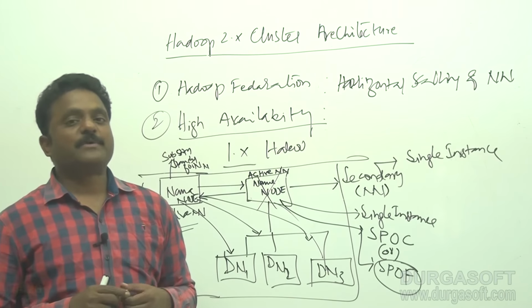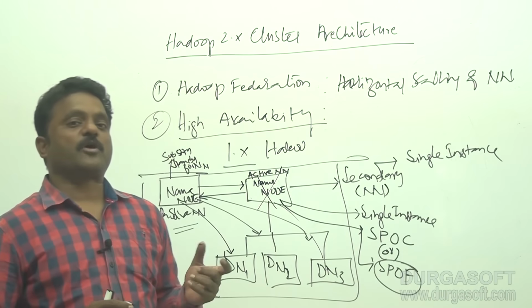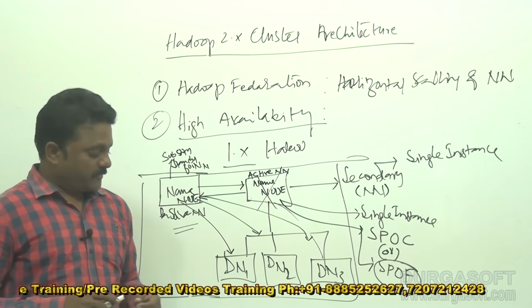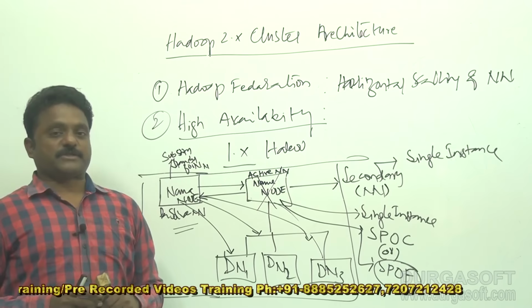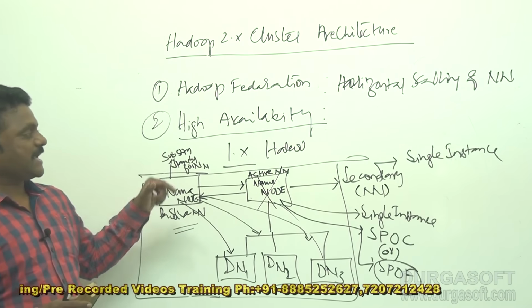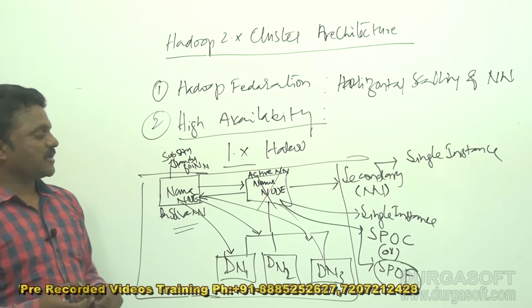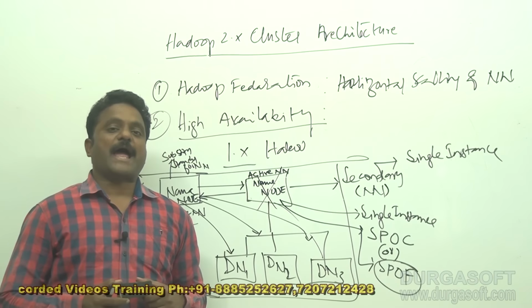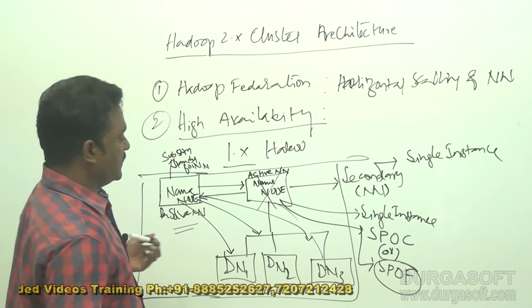So high availability took care of the problem of SPOF, single point of failure, which was there in the 1x version. High availability was handled by having more than one name node, which we call the active and the passive name nodes.